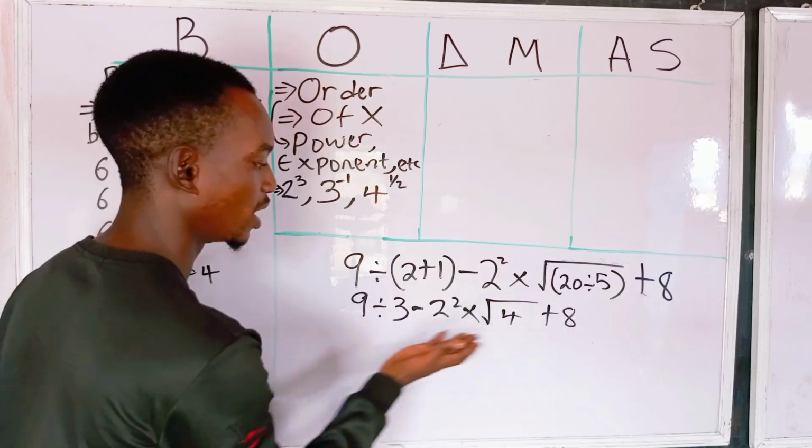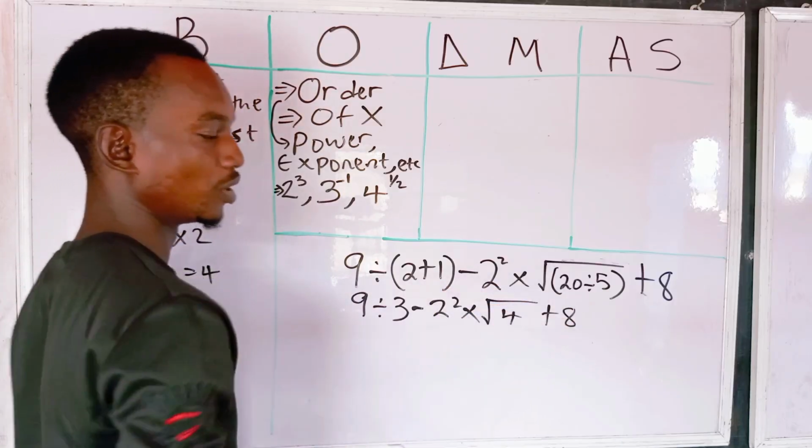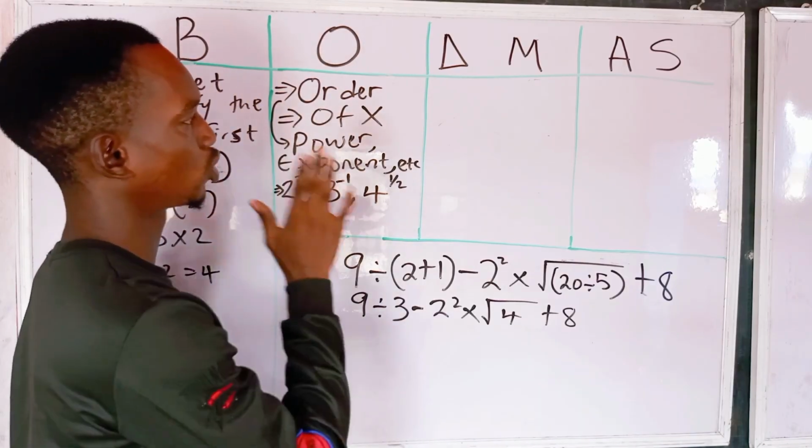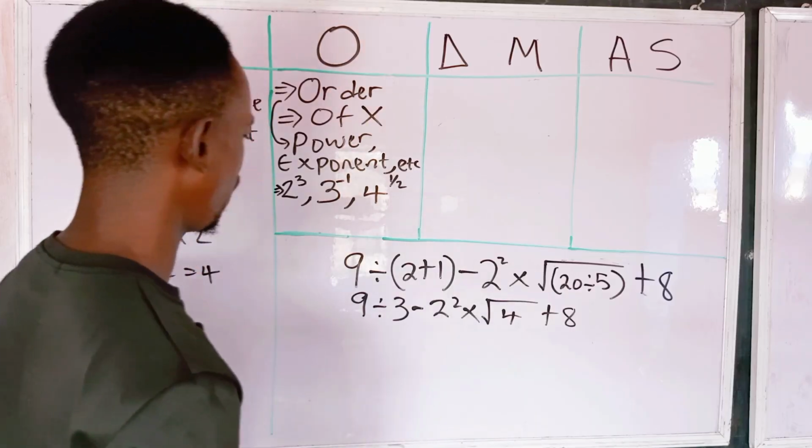So in this question, we're going to be doing the power and the roots. That's the order, we're doing them next. Now, before that, to understand this better, let's look at one very important example.